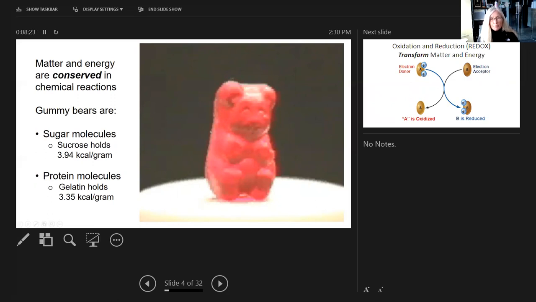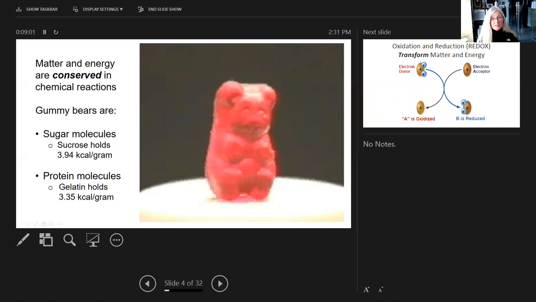So we're going to use as our matter a gummy bear, which you can see here on the screen. We are going to do a chemical reaction on this gummy bear where we are going to transform the matter and the energy that are found in this gummy bear. So what is the matter? If you've ever looked at a label of what gummies are made out of, they're made out of sugar, obviously, sucrose, and realize that one molecule, and I would bet there's lots of molecules of sucrose in that gummy bear, holds 3.94 kilocalories of energy per gram.